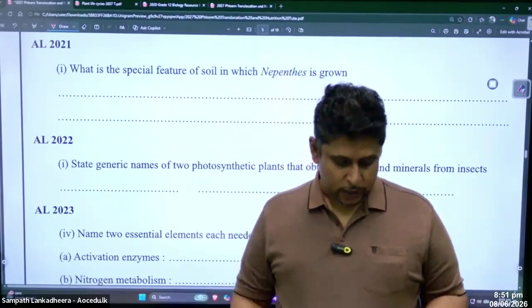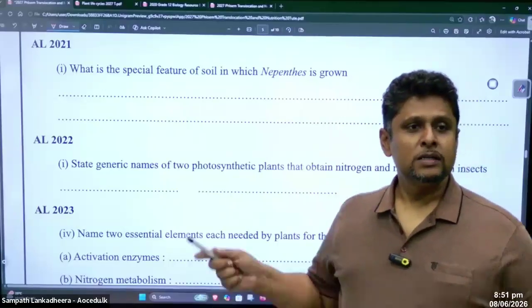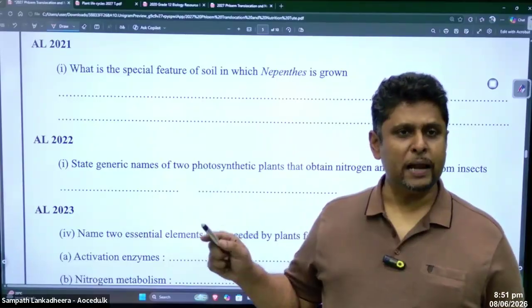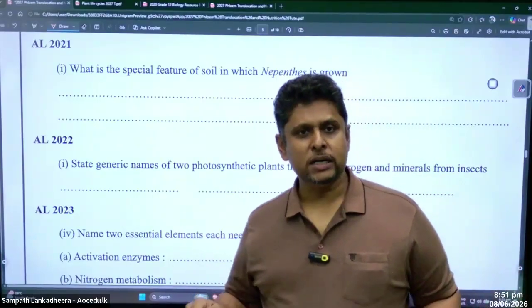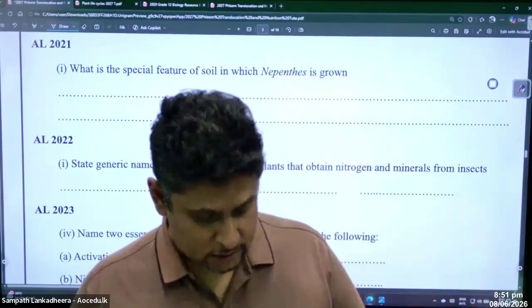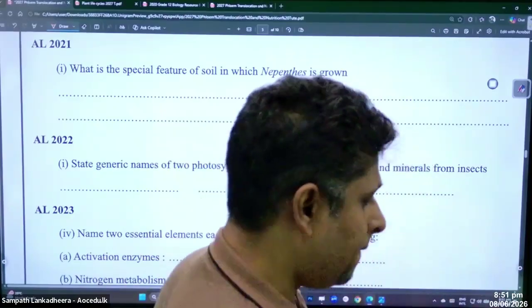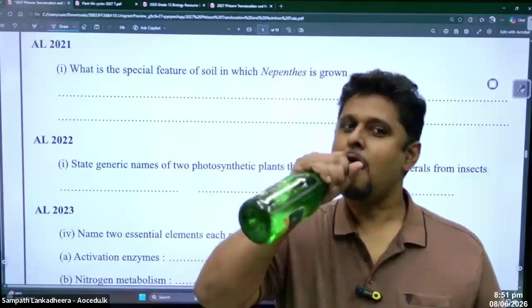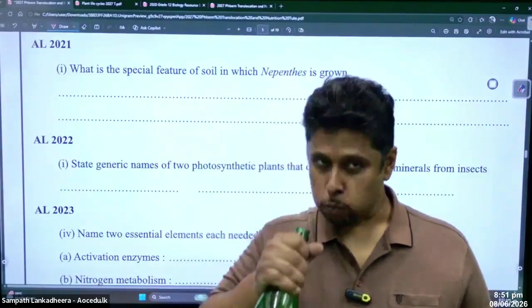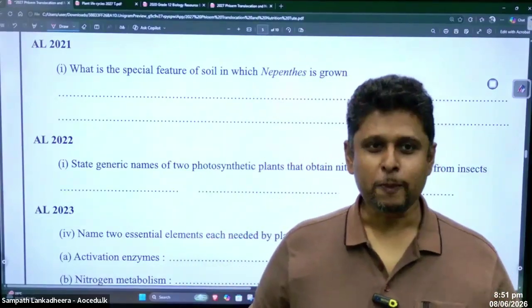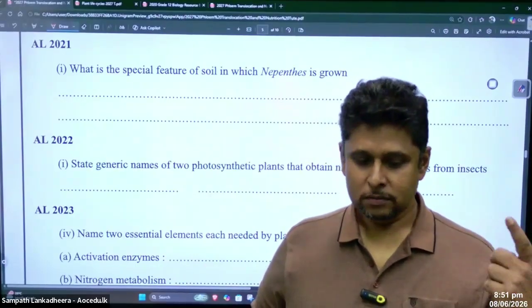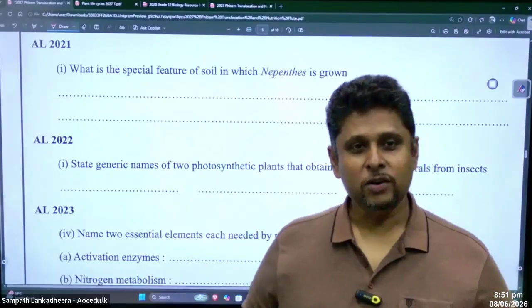2022 A-level paper. State generic names of 2 photosynthetic plants that obtain nitrogen and minerals from insects. What are you going to write, people? Nepenthes, Drosera, and Utricularia.